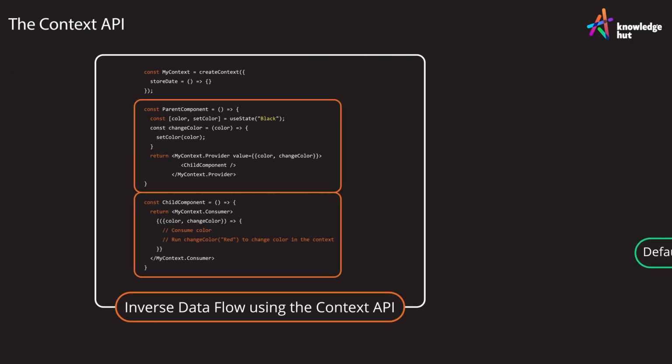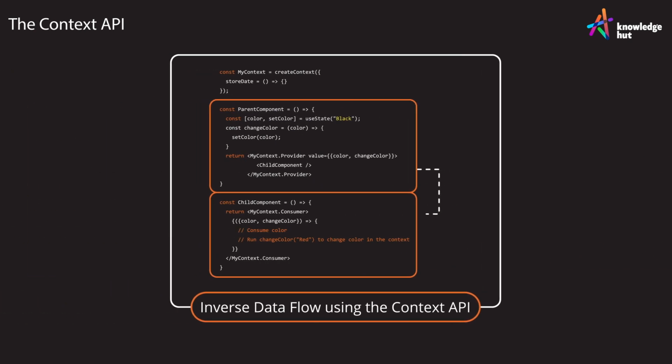You can additionally implement inverse data flow by first initializing a shape to a function as a default value and then implementing it at the provider level. This function can now be accessed and used in any consumer for sending data back up to the parent.